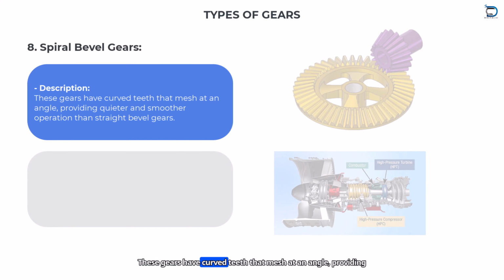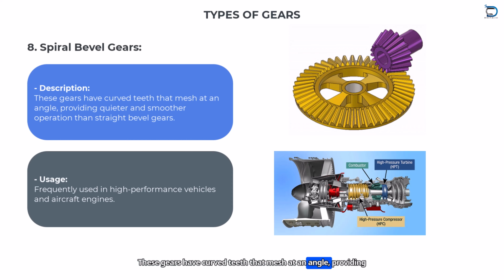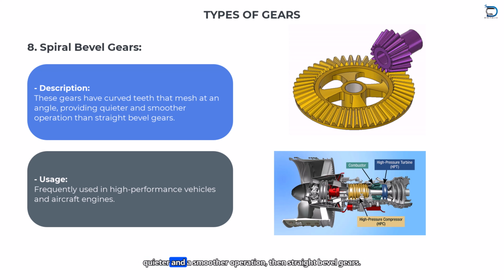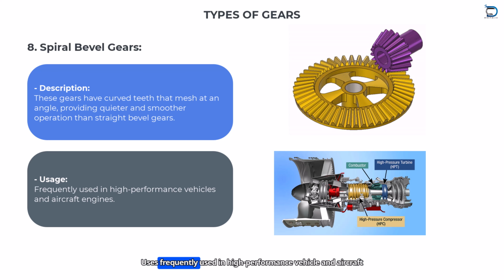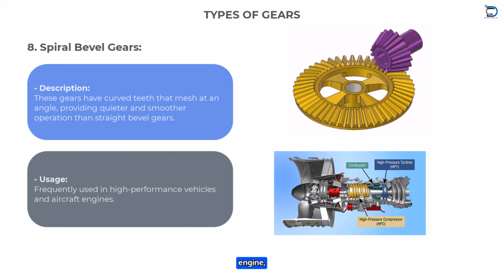Spiral bevel gears. These gears have curved teeth that mesh at an angle, providing quieter and smoother operation than straight bevel gears. Uses: frequently used in high-performance vehicles and aircraft engines.